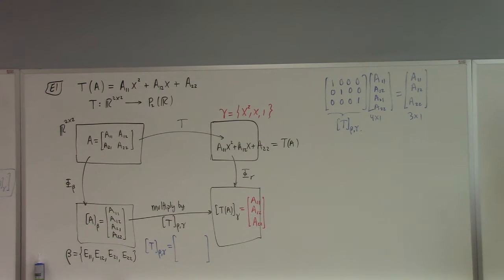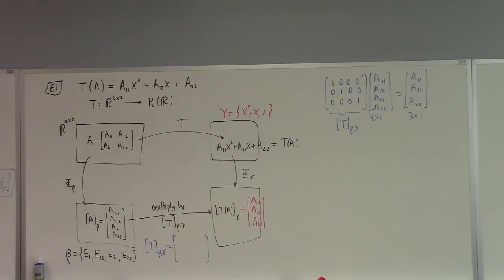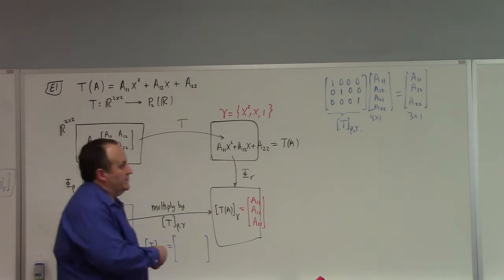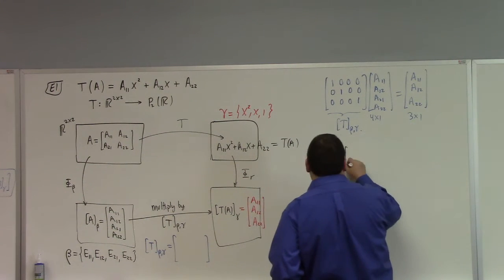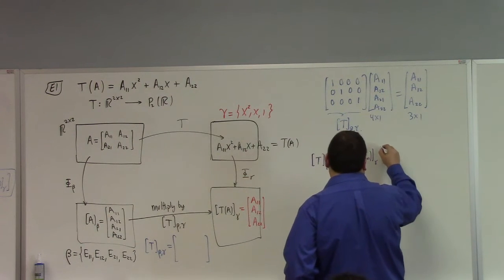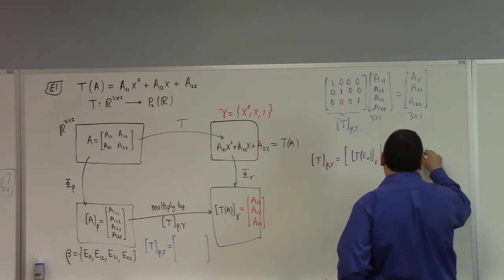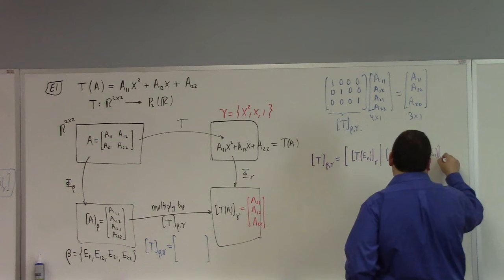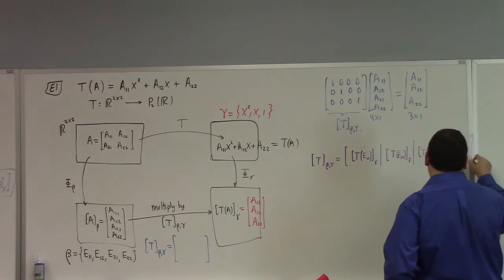Now, of course, we could use the definition and calculate it if we wanted. We could avoid my diagram. You don't have to use my diagram if you don't like, but it helps me. The other way to do this would have just been straight by the definition. So we would have had T of E11 with respect to the gamma basis, and then T of E12 with respect to the gamma basis, and then T of E21 with respect to the gamma basis, and then T of E22 with respect to the gamma basis.